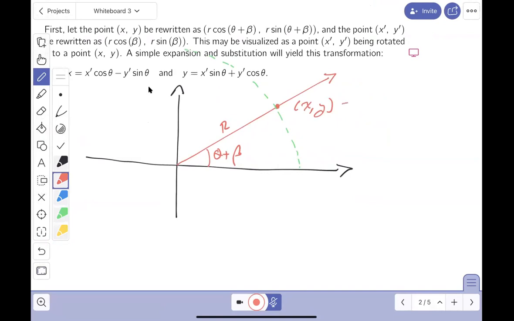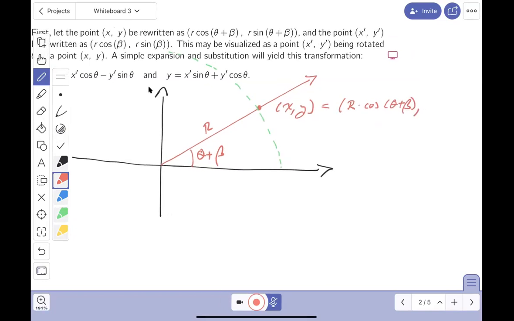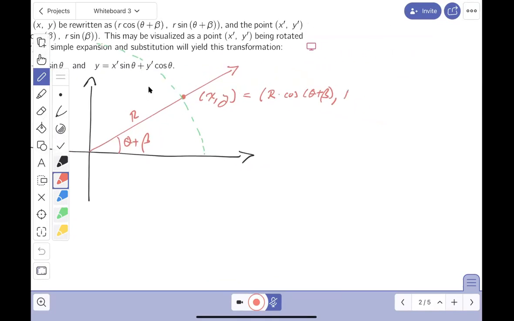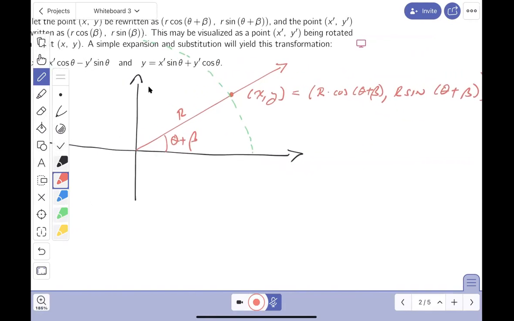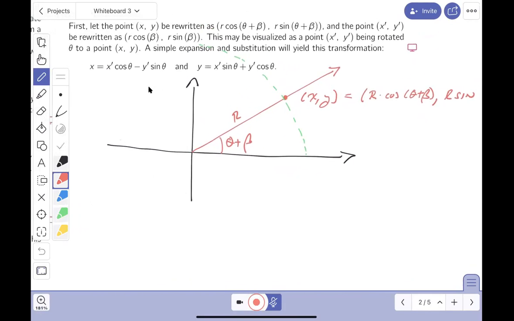So this point over here could also be written as R cosine theta plus beta, comma, it's going to get long, R sine theta plus beta. And that's something we've been doing since the beginning of the semester. All right. So I'm going to keep reading it.